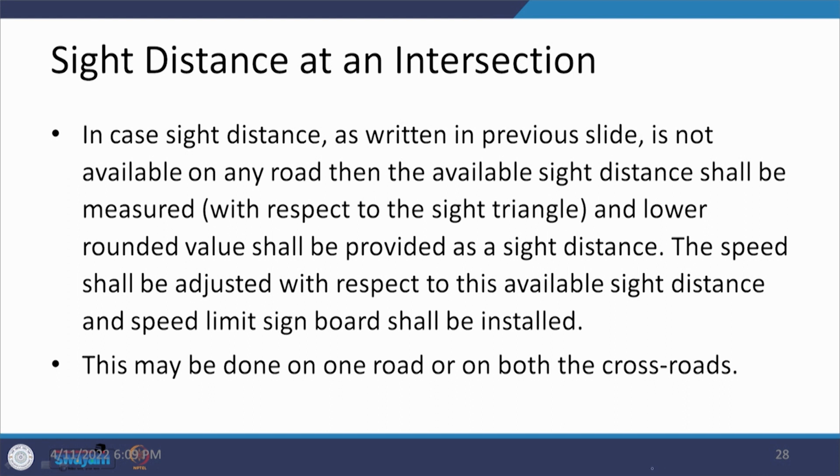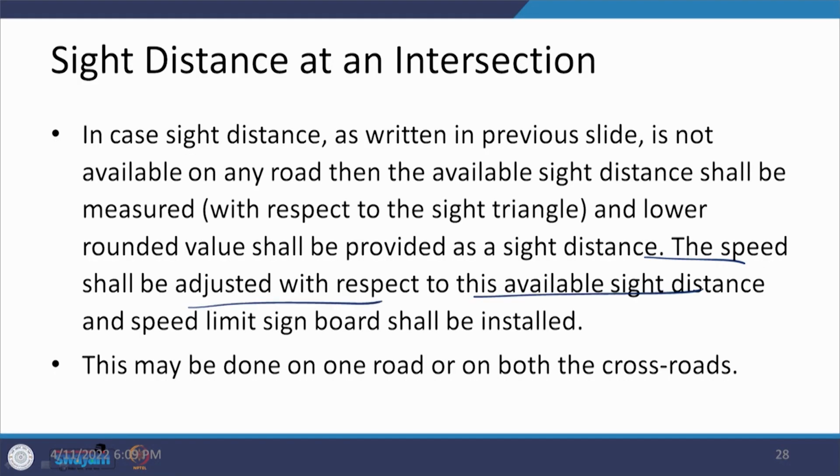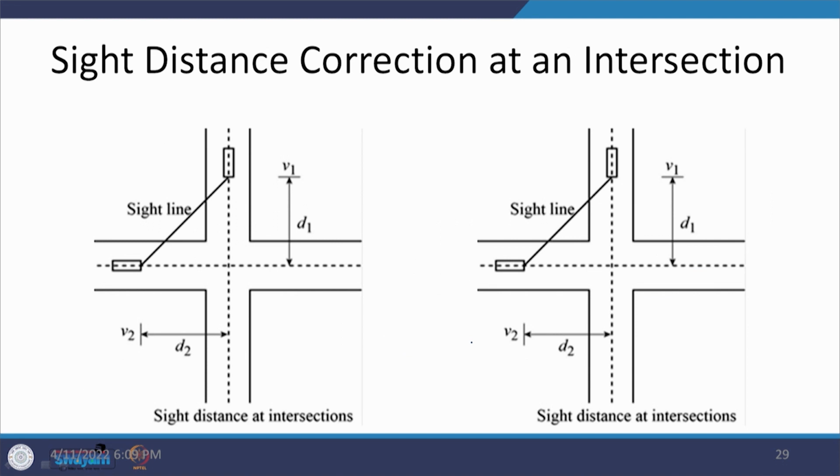But there are going to be some cases where these distances are not available and obstructions are there. When these obstructions are there, we have to see whether we can restrict the speed on any particular road, and when we restrict the speed, in that case we can have lower sight distances. So, we need to adjust the speed with respect to the available distances, and accordingly find out what the speed limit is, and those boards have to be provided. This can be done on either of the roads or on both of the roads, and that is what I am going to talk about here.